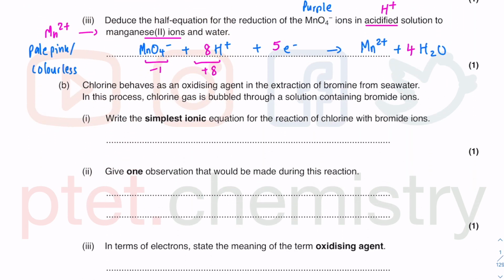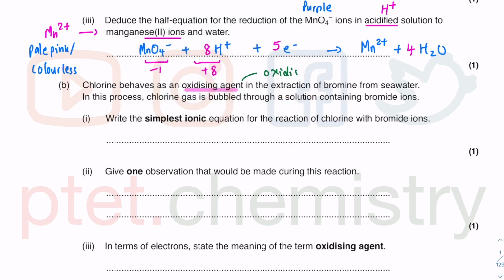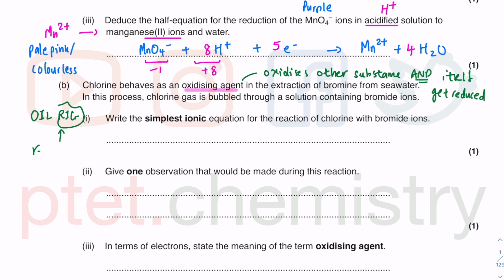In part B, chlorine behaves as an oxidizing agent. So an oxidizing agent oxidizes the other substance, and itself gets reduced. So the way to remember the definition is it oxidizes the other substance and itself gets reduced. Now, if you know itself gets reduced, only then can you think about the definition of reduction, which is gaining of electrons, as that was part of the OIL RIG acronym. And the RIG there basically means reduction is gain of electrons. So itself as oxidizing agent gets reduced, itself gains electrons, itself decreases in oxidation number, etc.